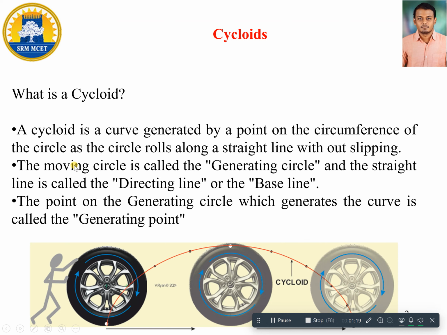Here there are some names which are given. The first name is that the moving circle is called the generating circle, and the straight line onto which it is moving for 360 degrees is called the directing line or base line. The point on the generating circle which generates the curve is called the generating point. So this point P, which is initially available here, is called the generating point.